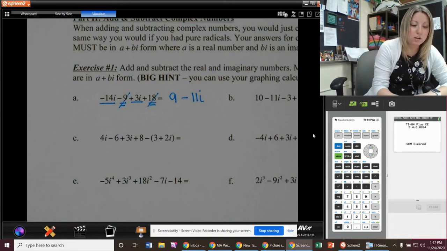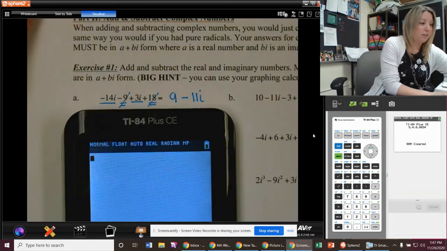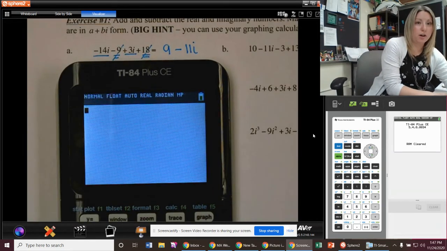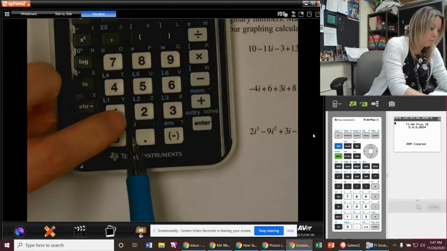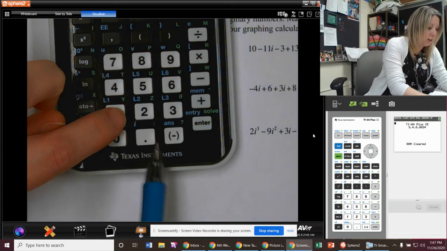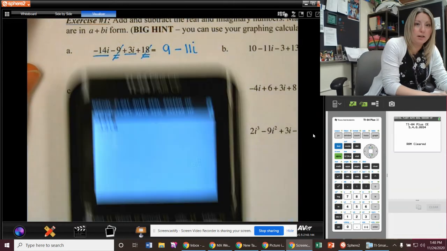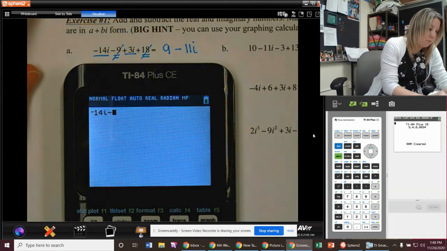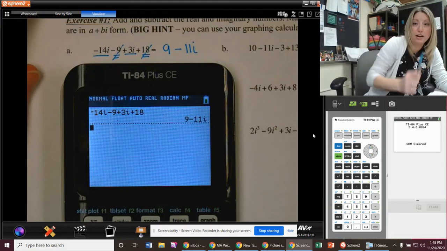Now, this is the part you'll really love. You can just type that into your graphing calculator. I'm just going to type this in and I'll show you where it is, right? -14i is the blue button right here above the decimal point, which means if I press second and i, there it is. There's my -14i. So that's all I type in. -9 and then +3, second and decimal point for i, right? Plus 18. And like terms will combine. And look at that. I got the same answer.